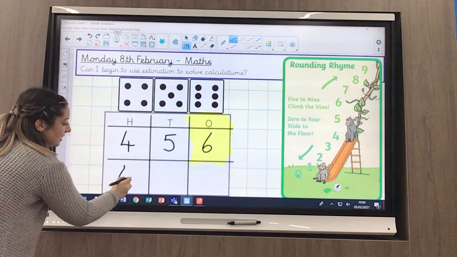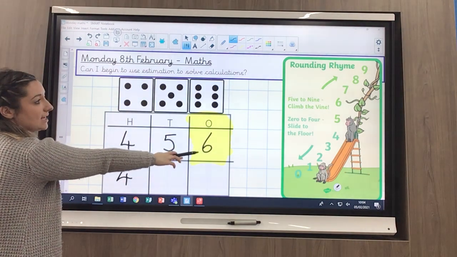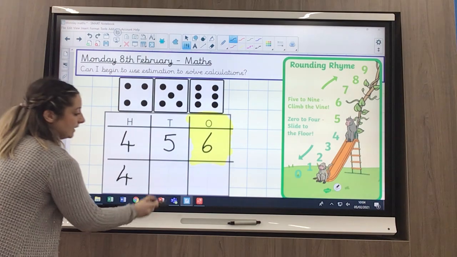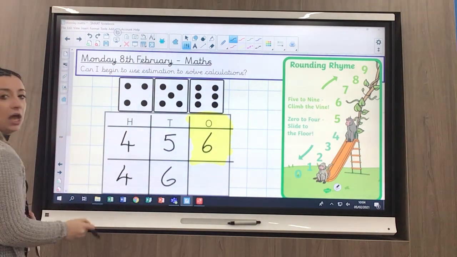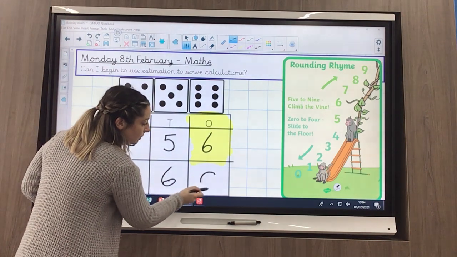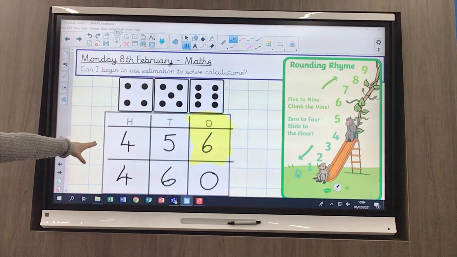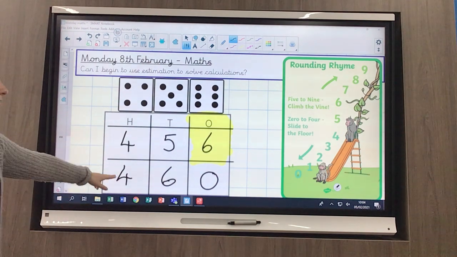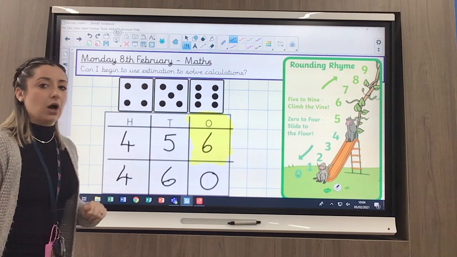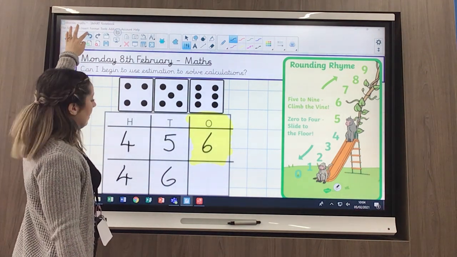So my 100 stays the same. However, because my number is 5 to 9, I climb the vine and my 10 from 50 now turns to 60. And when we are rounding, we make sure that it is to the nearest 10. Okay, so my number has been rounded from 456 to 460 based on the number that is in my ones column. Right, let's have another go at this so you can see how we round to 10.